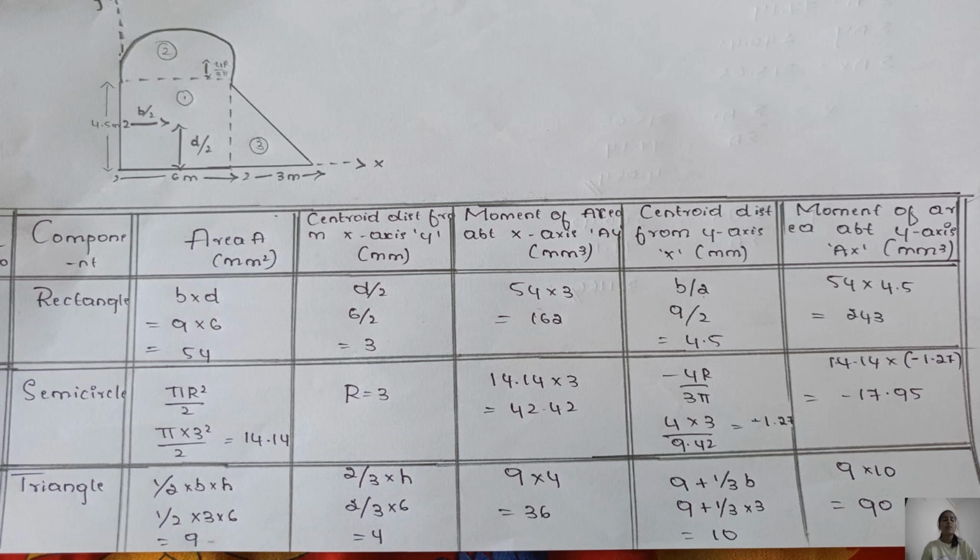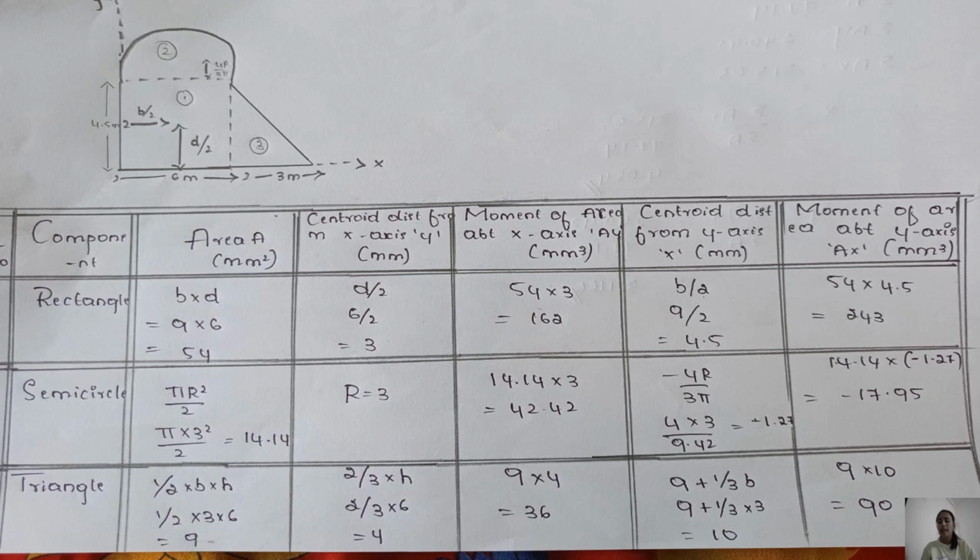Next, semicircle. Area of a semicircle is pi r square by 2. R square is 3, pi into 3 square by 2 is 14.14. Next, centroid distance from x-axis is r equal to 3. Moment of area about x-axis ay is area into centroid distance from x-axis, 14.14 into 3 is 42.42.